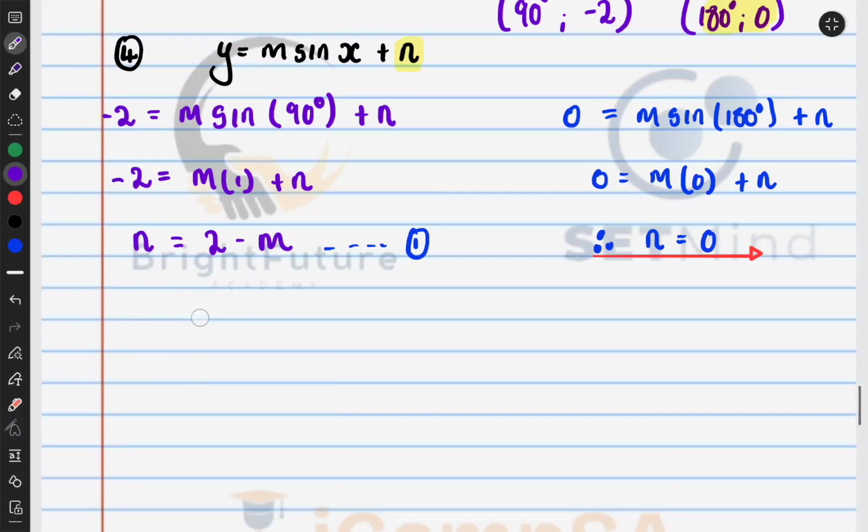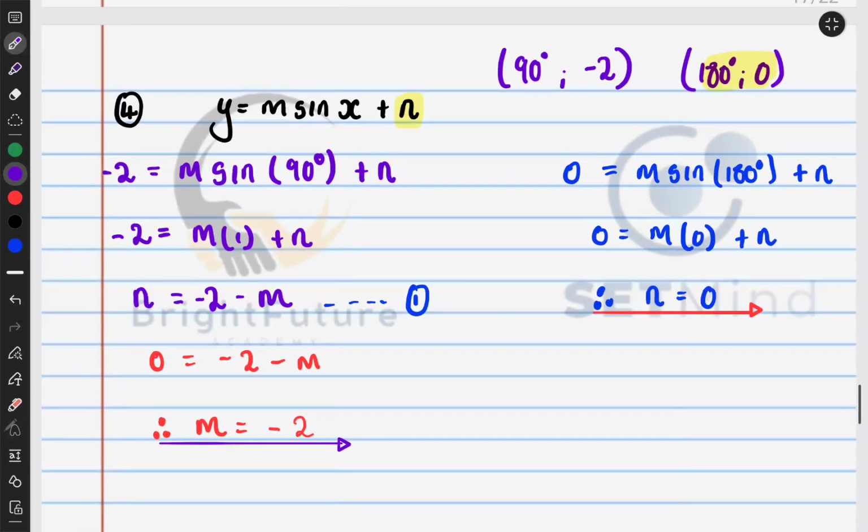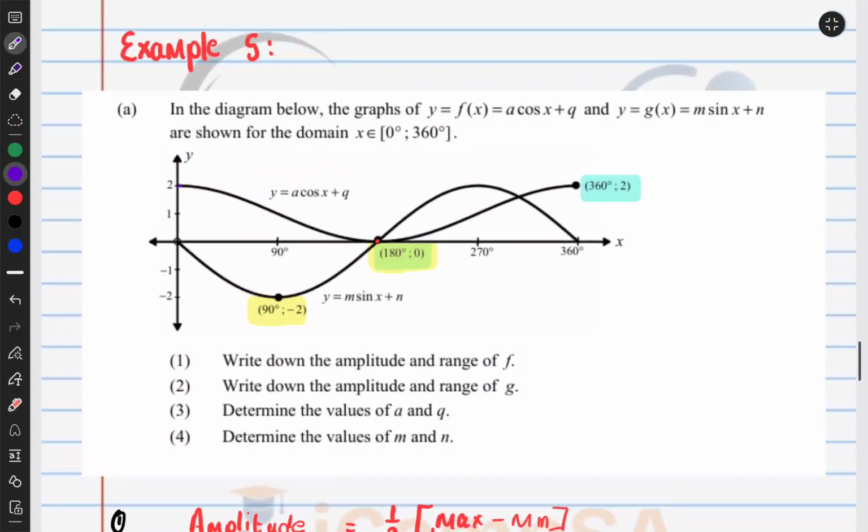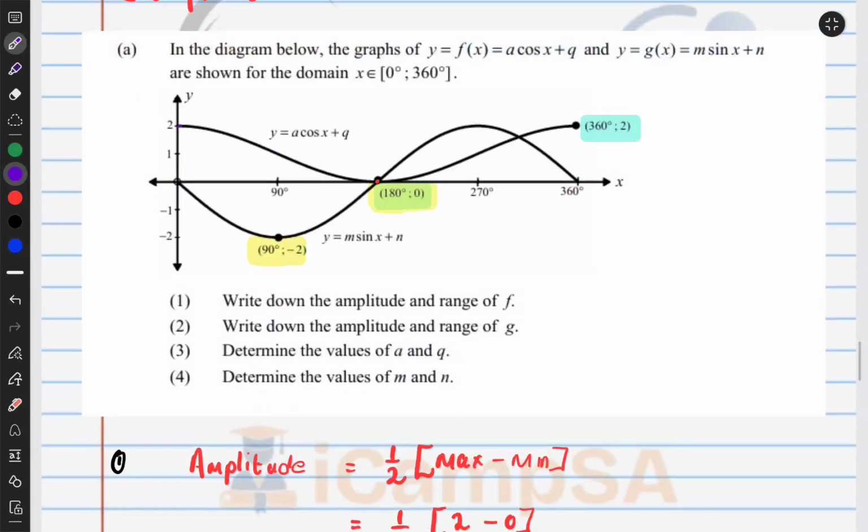Therefore, let's come here. This was supposed to be n is equal to -2 minus m. So when we substitute 0, we're going to have 0 is equal to -2 minus m. Therefore, m is equal to -2. That is the answer. And it makes sense because the function has been reflected about the x-axis, as you can see here, and the amplitude was 2. So that is that for example number 5.